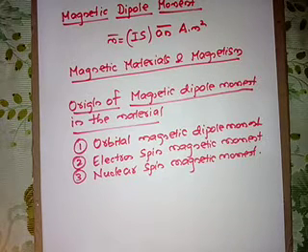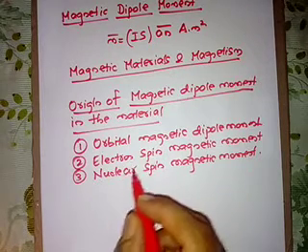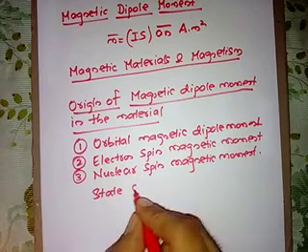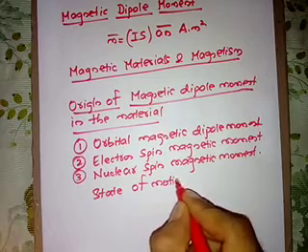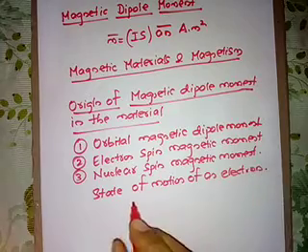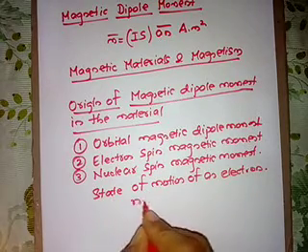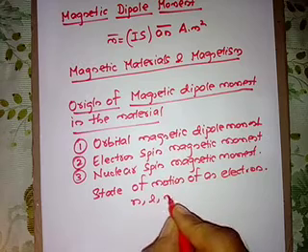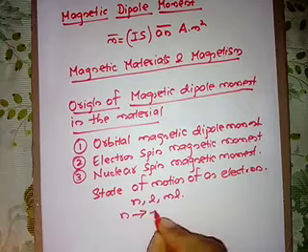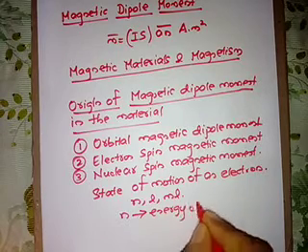The orbital state of motion of an electron is described by the quantum numbers n, l and ml. Now what is l? The n indicates the energy of an electron. N is energy of an electron.